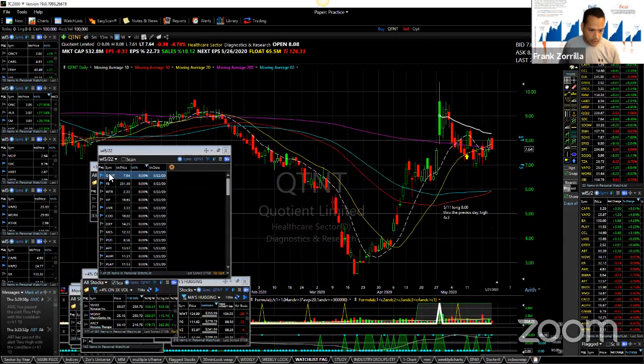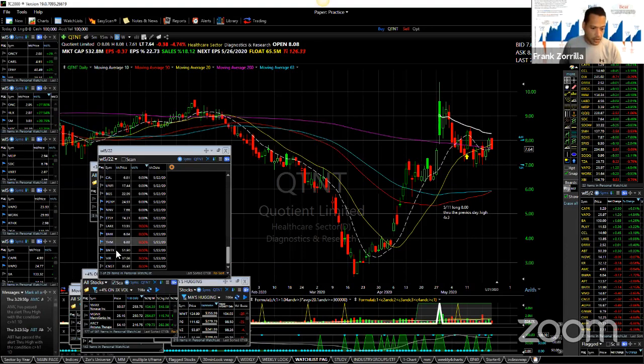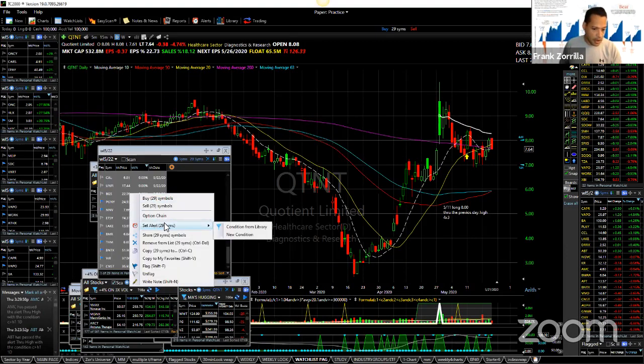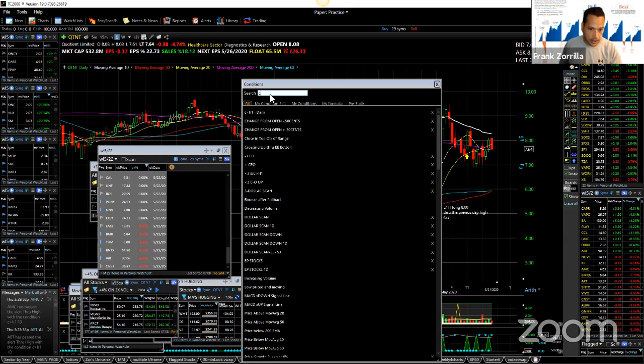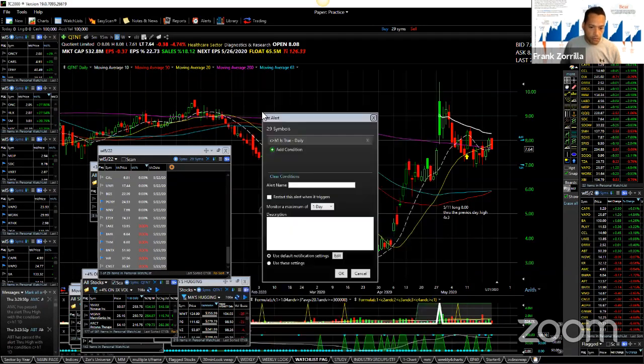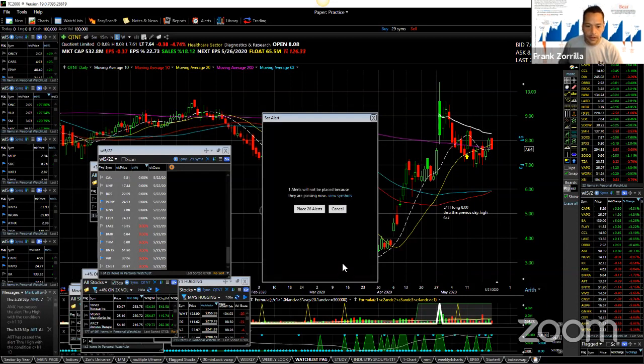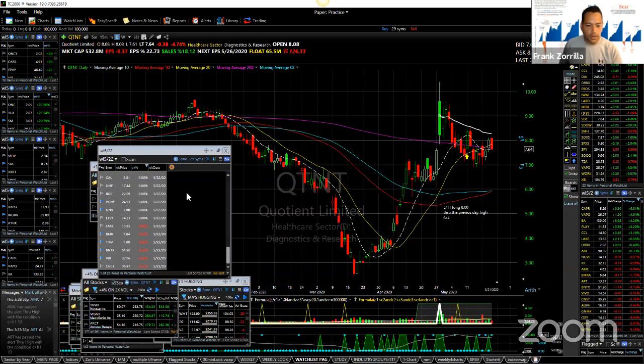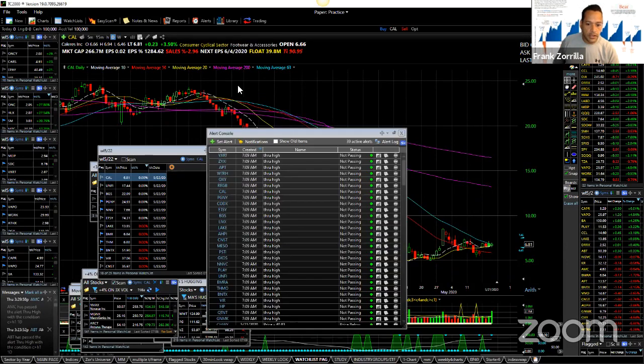Someone gave a great tip: on TC2000, instead of setting the alerts one by one, all I'm going to do is click here, hit the shift button, and go all the way down. I'm going to set an alert on the 29 symbols, and the alert very simply is C, today's closing price, so the actual price right now, is above the previous day high. All right, place the 28 alerts. It seems like one symbol is already above. So now all the alerts are there.